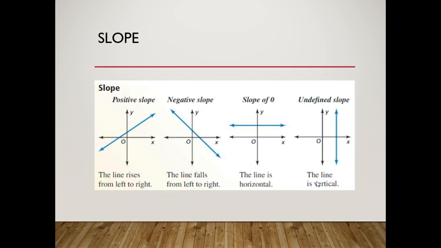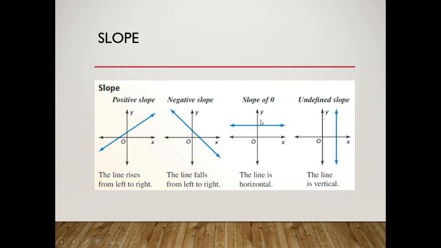We got 4 kinds of slope. There is a positive slope when the line is rising. Our slope calculations will always give us a positive number here. We've got a negative slope when it's going down. If you calculate the slope here, it'll give you a negative number.